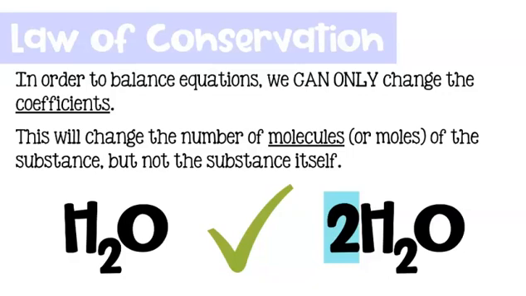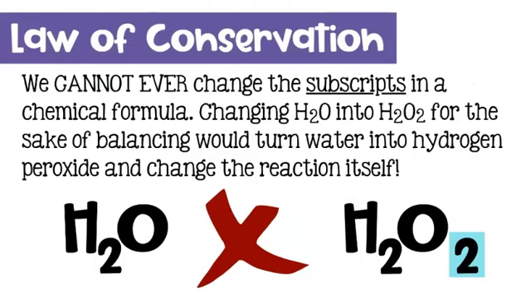Keep in mind, we can only change the coefficients, which will change the number of molecules or moles of the substance, but we cannot change the subscripts, which would change the substance itself. So changing H2O into H2O2 for the sake of balancing would turn water into hydrogen peroxide and therefore change the reaction itself. That's why it's not allowed.